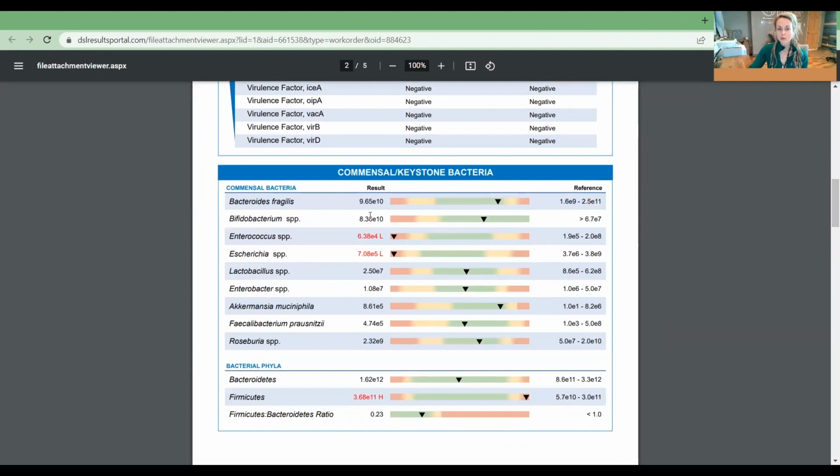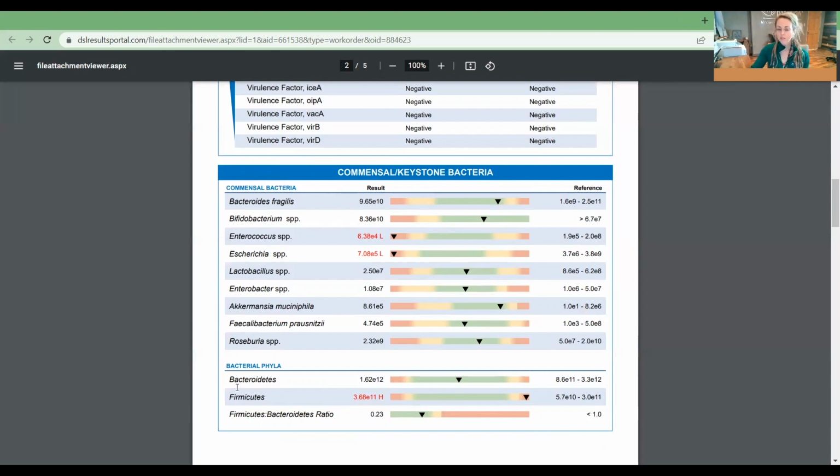This next part is the commensal bacteria, and this is essentially where we're looking at our beneficial bacteria. Although we want everything in this green range, in a normal balance, too much of a good thing is a bad thing. So, for example, we don't want these to be elevated. We want them within normal range. Of course, we do not want them to be low as well.